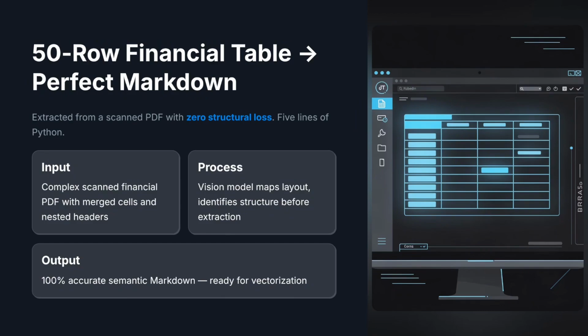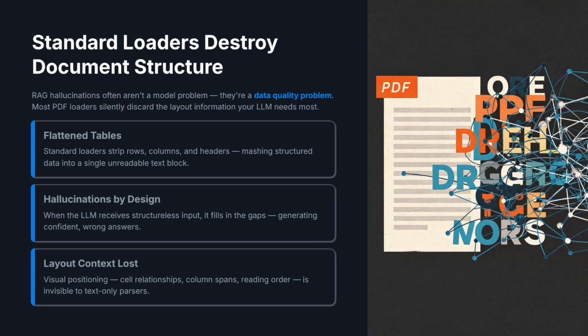I just pulled a 50-row financial table out of a scanned PDF with zero structural loss in just 5 lines of Python. You know that feeling when your RAG system hallucinates. Then you realize the PDF loader just mashed a beautiful table into a single text block. Standard loaders destroy structure. Today we're fixing that using vision models to parse documents exactly how humans read them.